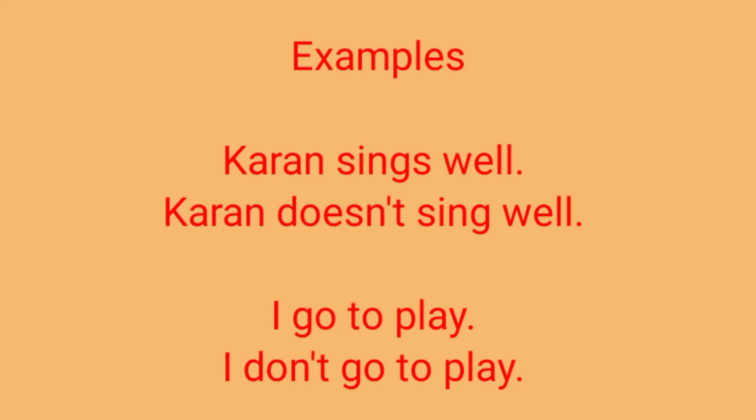First one is Karan sings well. So what is the first rule? First rule is we have to find out the verb in the sentence, then we have to bring it to its root form. So what is the verb in this sentence? Yes, it is sings. So its root form is sing. Second rule is find the subject. The subject is Karan, which is singular. We know with singular we have to use does not. So what we have to do? We have to write does not before the root verb.